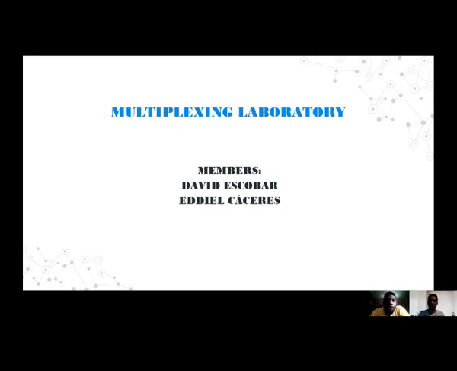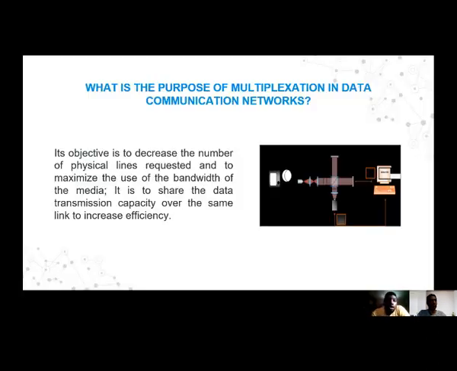Today, we are going to do the multiplexing laboratory. What is the purpose of multiplexation in data communication networks?